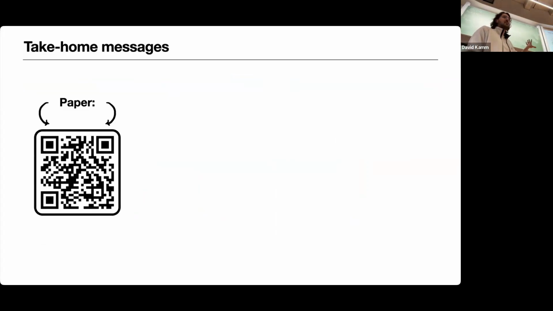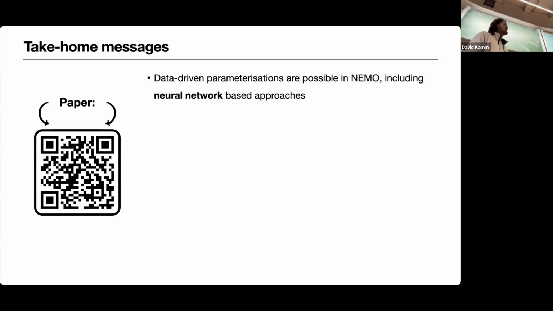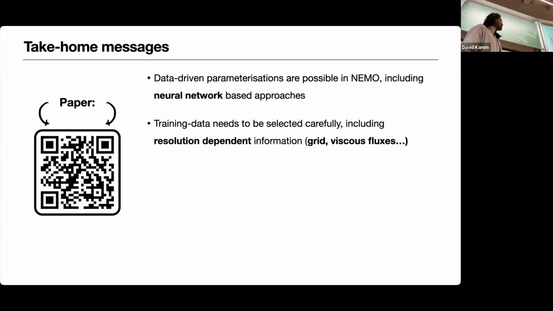So first, there are many more metrics that I won't show today that you can check out in a paper that got accepted now. This is still a link to the preprint, just waiting for the production of the paper. But to quickly conclude, data-driven parameterizations of mesoscale eddies are now possible in NEMO, including a neural network-based approach. So this is the new part. And then the main take-home message I want to stress here is that it's really crucial which data you include in the training data. So you need to be selective.